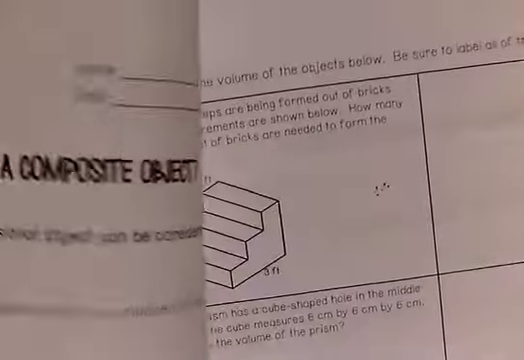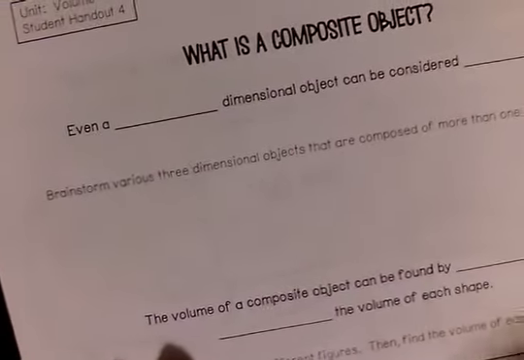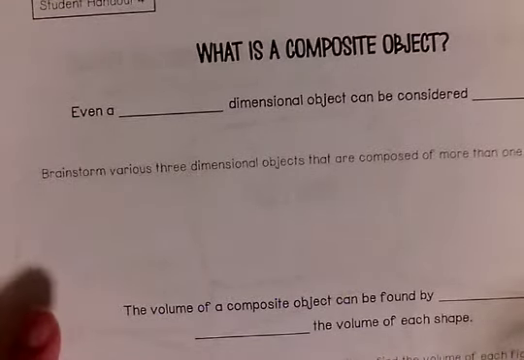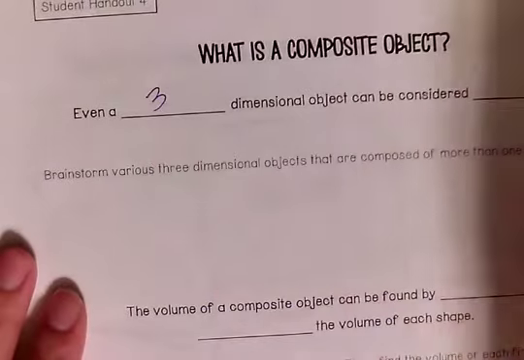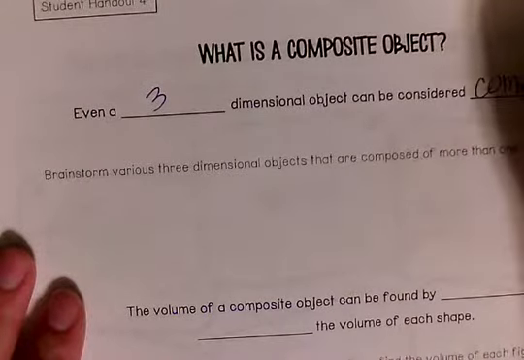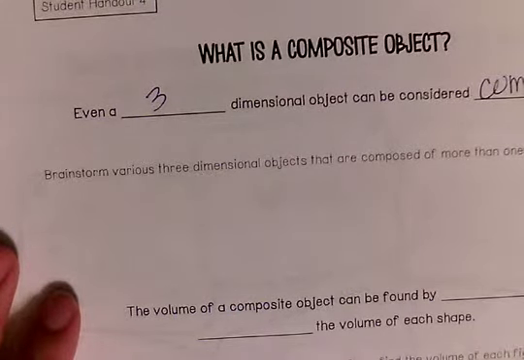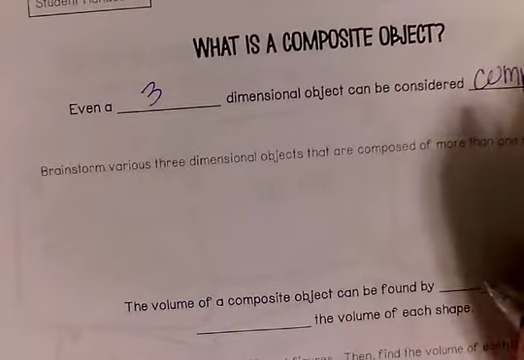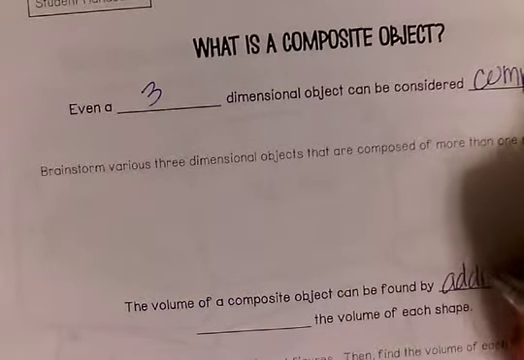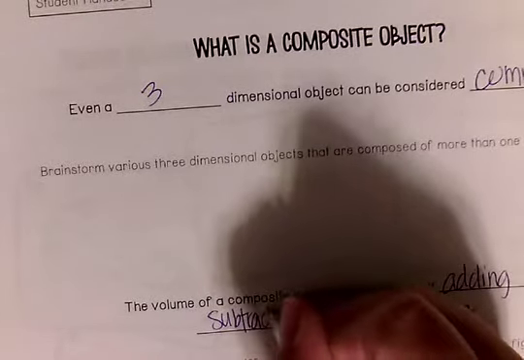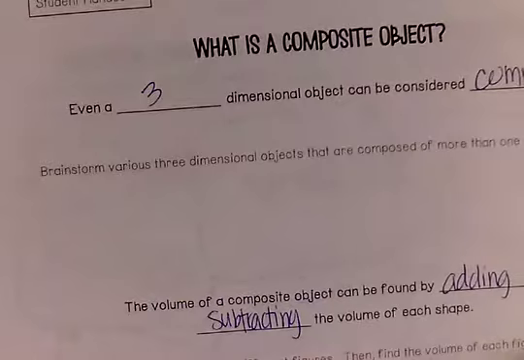You can finish those 2 pages, and we are going to move on to what is a composite object. Even a 3-dimensional object can be considered composite. The volume of a composite object can be found by adding or subtracting the volume of each shape.